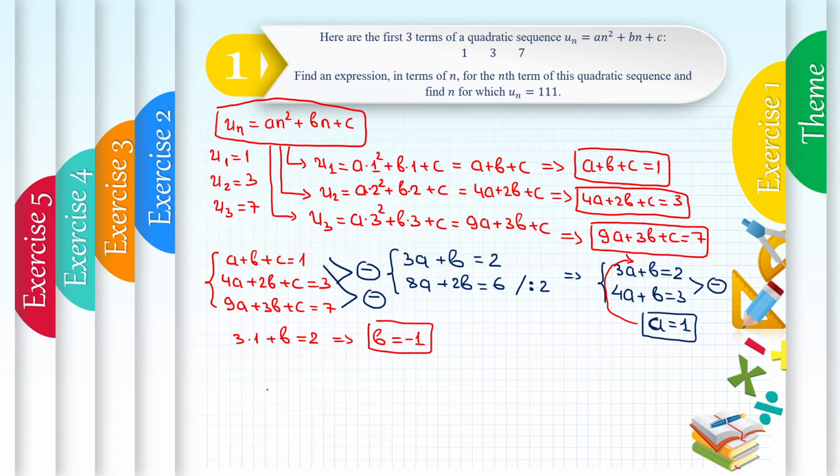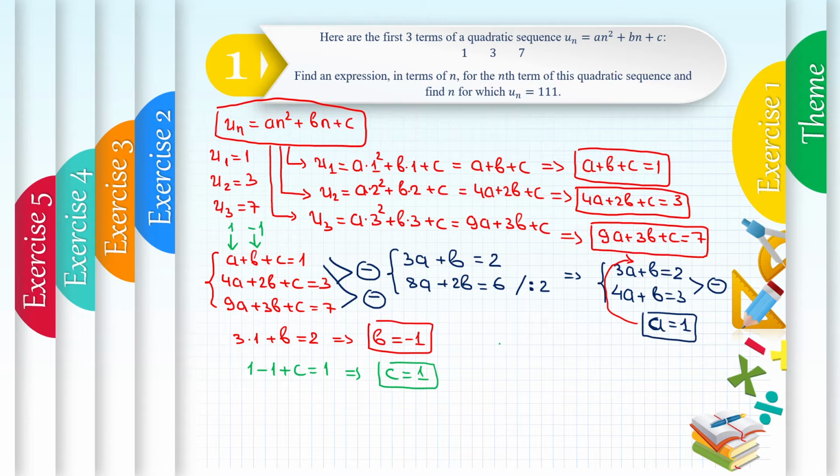And next, for finding the value of c, we are going to replace a with 1 and b with minus 1 in one of the equations from the first system of equations. So I'm going to the first equation. Here, instead of a, I'll put the value 1, and instead of b, the value minus 1. So we will get that 1 minus 1 plus c is equal to 1, from which we get that c is equal to 1.